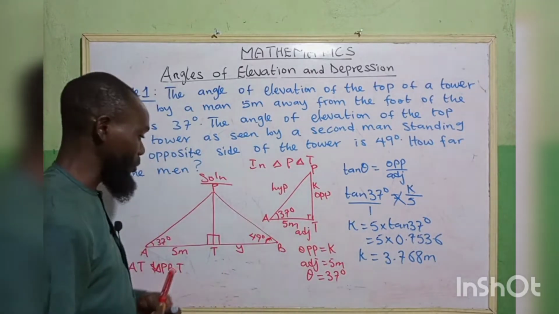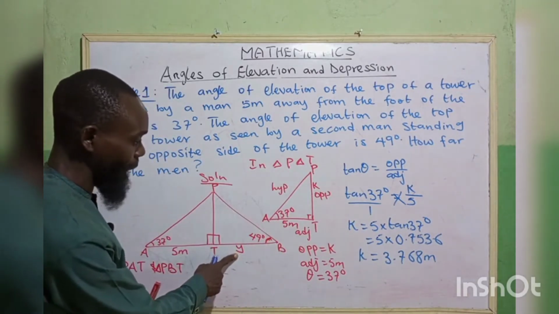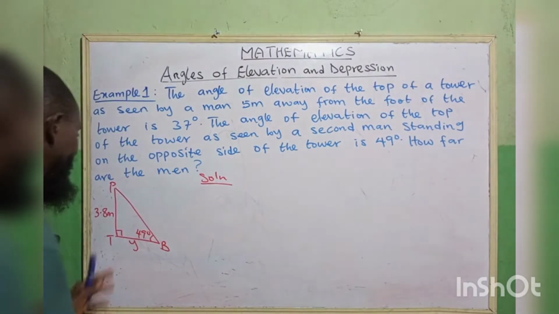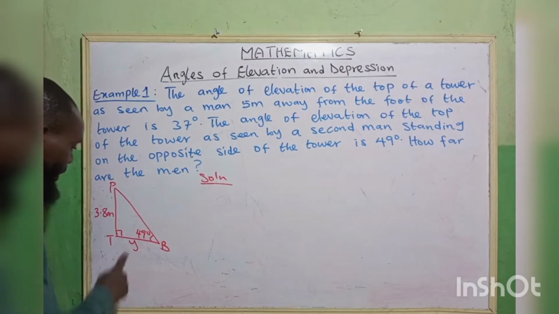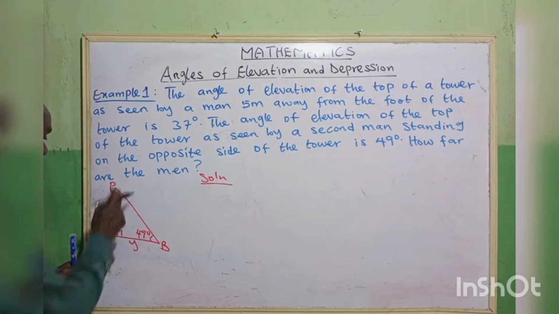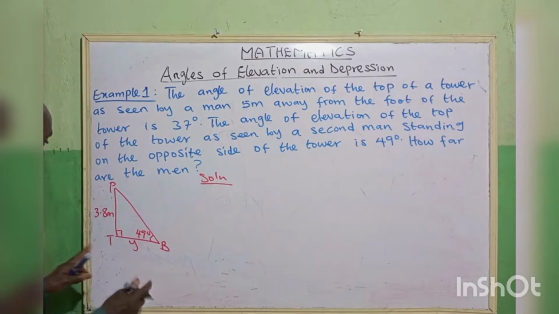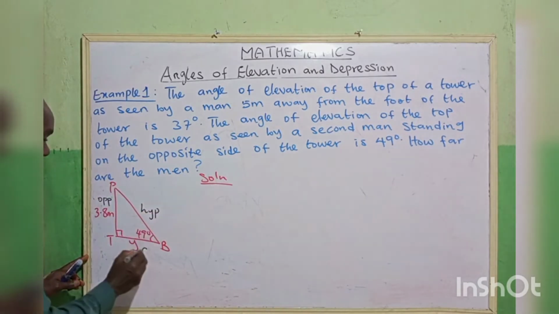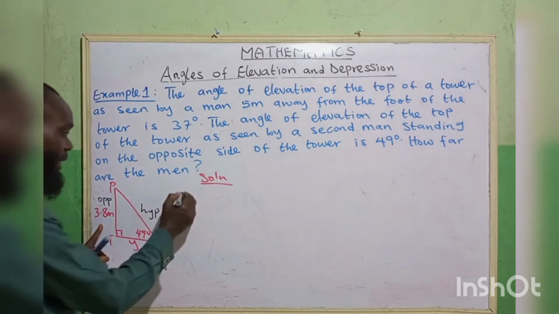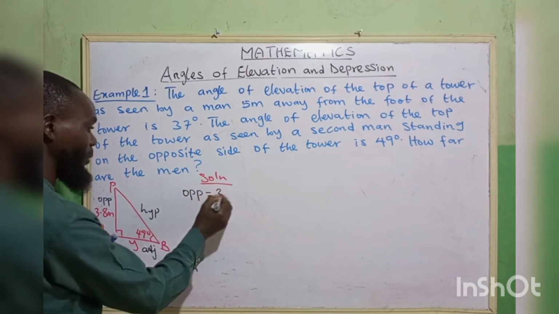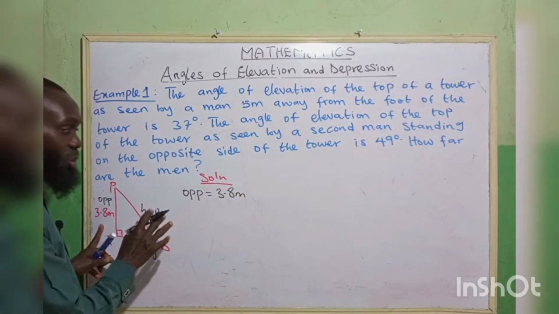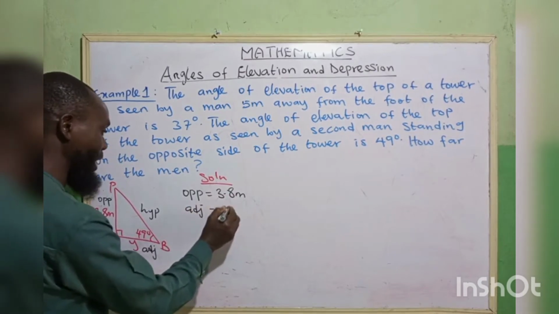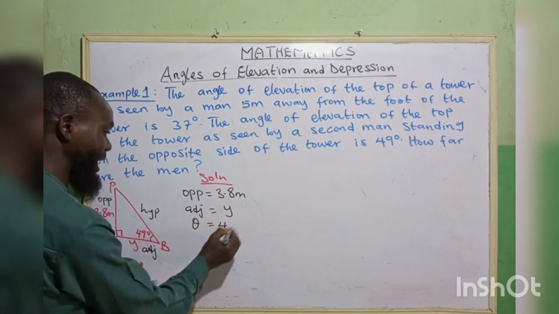Now, it is for us to calculate the Y. But to calculate Y, we've gotten this K. It will be easier for us now. To get the value for this Y, consider this triangle PCB. These are our opposites. These are our hypotenuse. These are our adjacents. So our opposite equals 3.8 meters. I've approximated this to two significant figures. Then my adjacent equals Y. My angle theta equals 49 degrees.